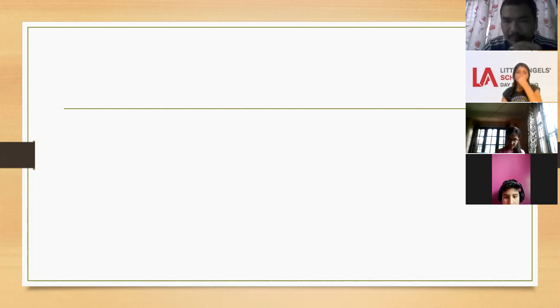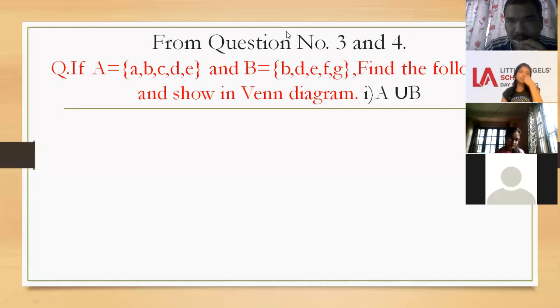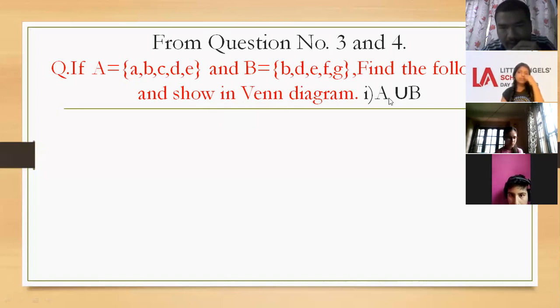Okay, children. Now I am going to tell you from question number 3 and 4. In question number 3 and 4, what is given there? Look here. Set A is given as A, B, C, D, E, and set B is given as B, D, E, F, G. Find the following, and show them in a Venn diagram. And I have shown here number i. In number i, what is asked there? A union B.